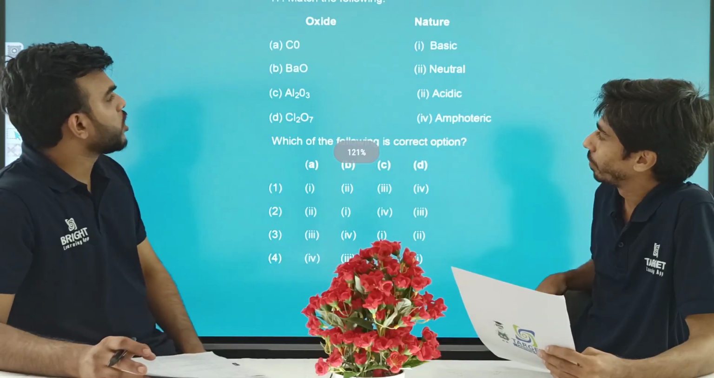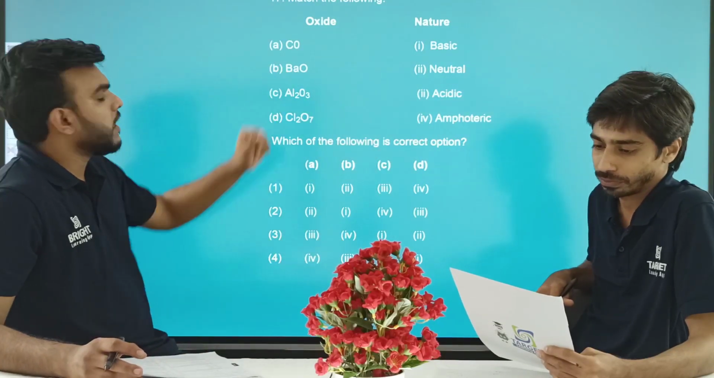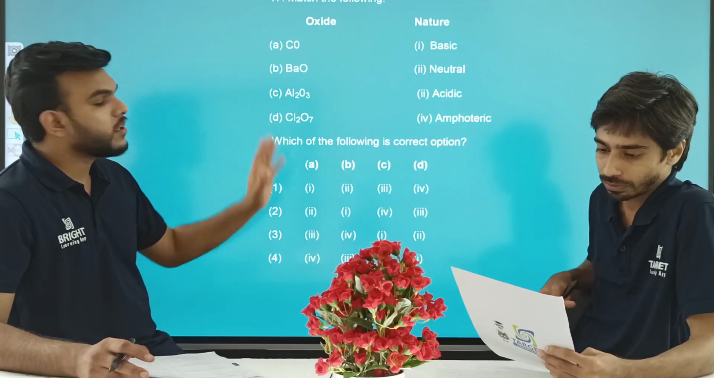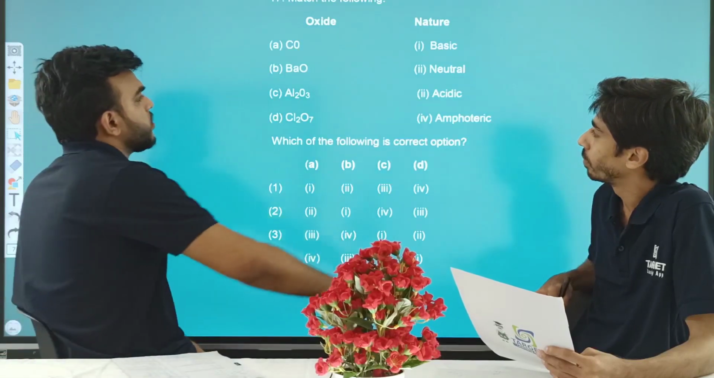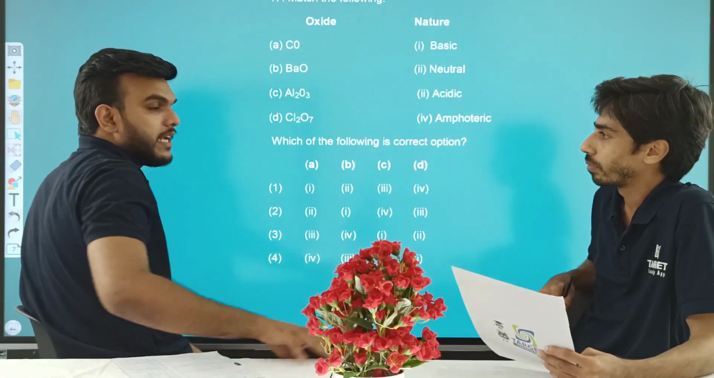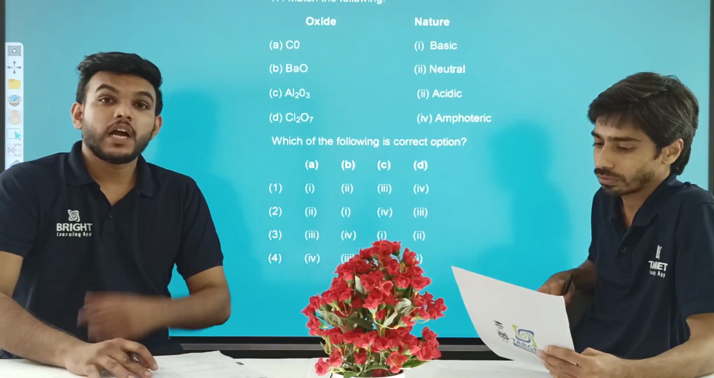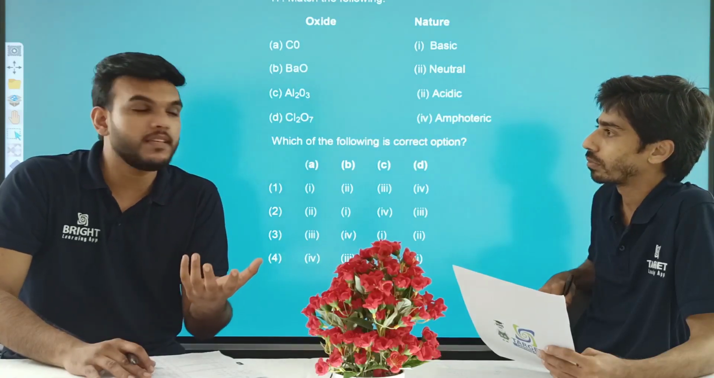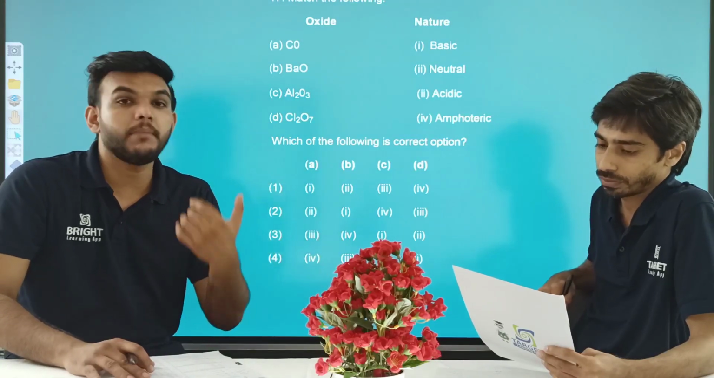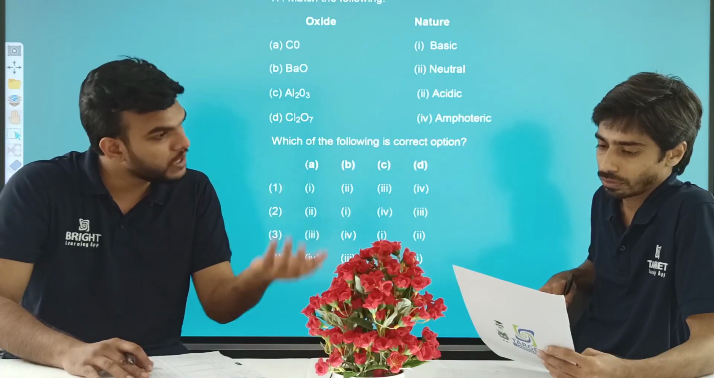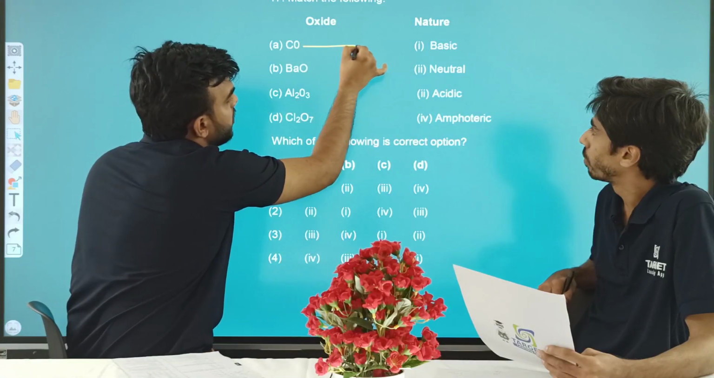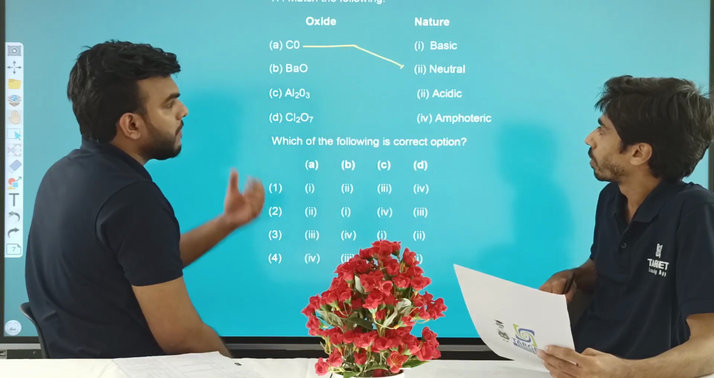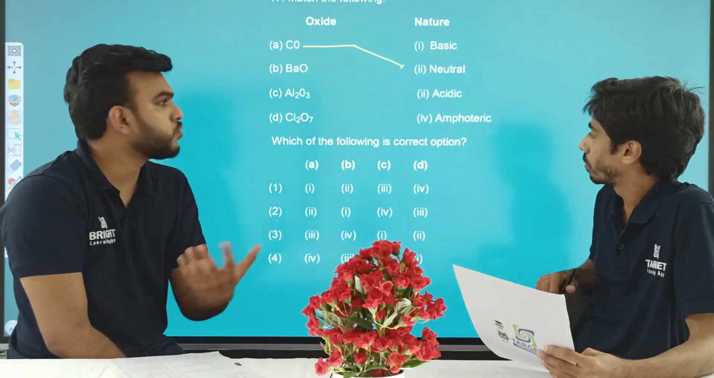In this question, you are given carbon monoxide, barium oxide, alumina, and the oxides of chlorine. Going by the concept, carbon monoxide is neither acidic nor basic. It will be neutral in nature.